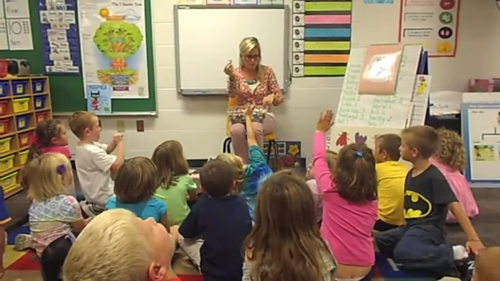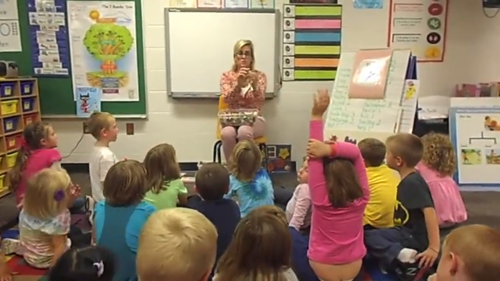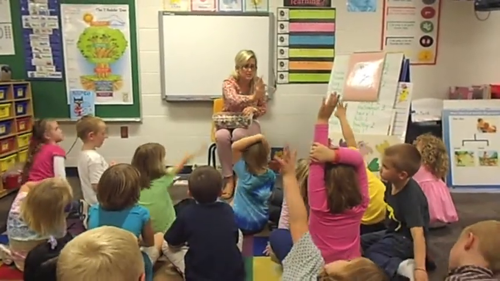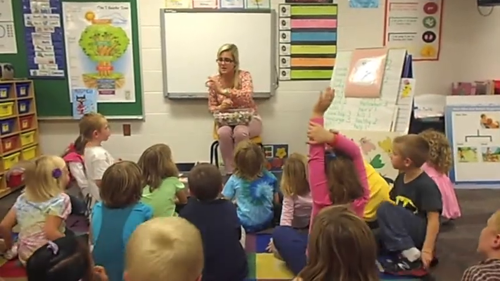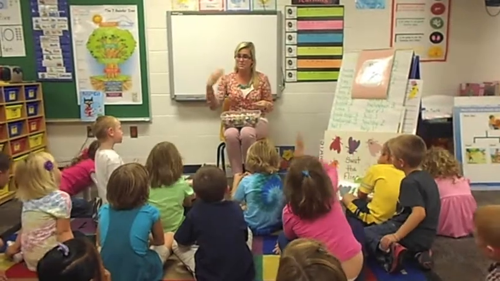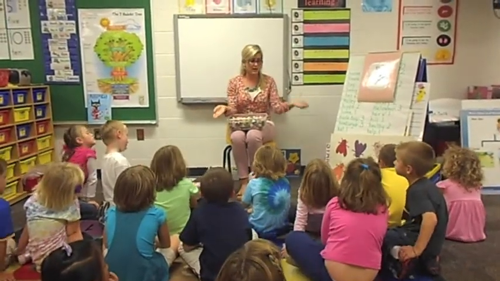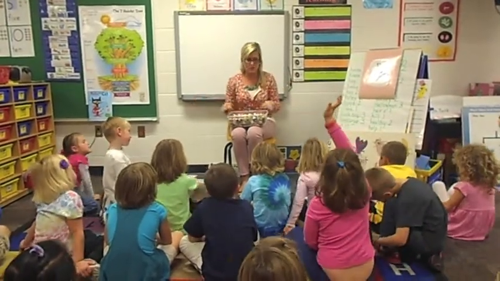See how there's holes in these buttons? What if I sorted them by counting how many holes they had? So how many holes does this button have? 4. And how many holes does this button have? 2. So what if I made 2 different piles? One pile that had 4 holes and one pile that had 2 holes. That would be a way to sort them. What else could we do?